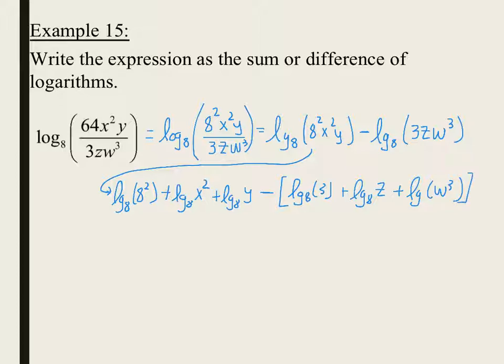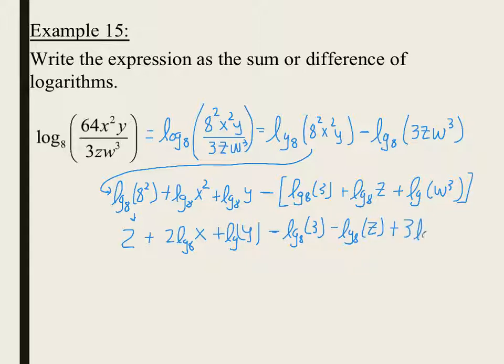And now we can start combining terms or looking at powers. In this case, this just becomes 2. So I have 2 plus 2 log 8 of x plus log y. Now I'm going to distribute the negative. Log 8 of 3 minus log 8 of z plus 3 log of w. There it is.